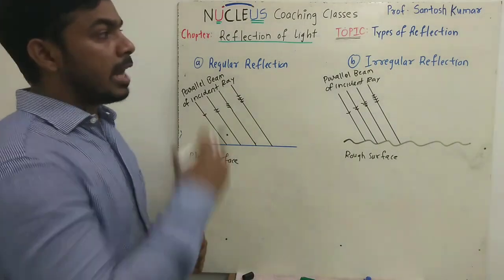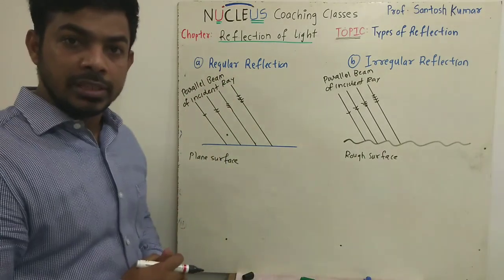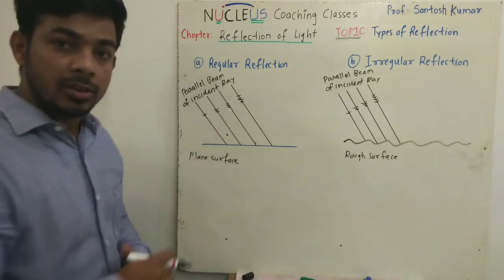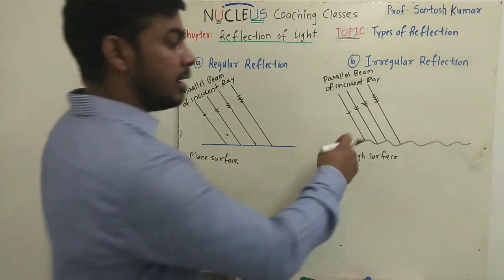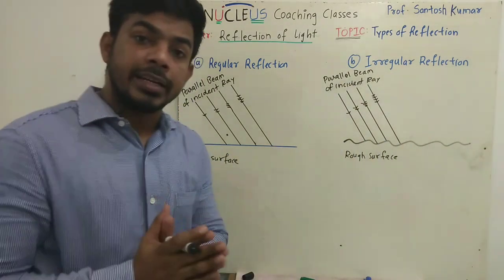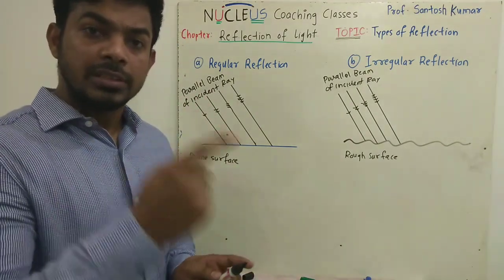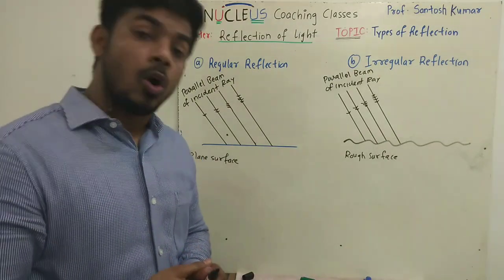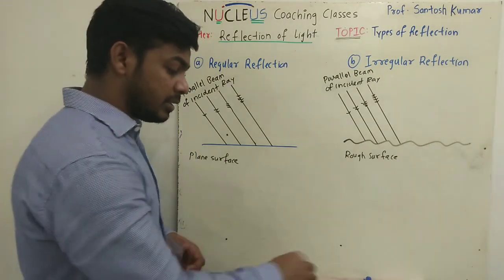Now let's talk about the types of reflection. We will consider a parallel beam of incident rays. In this case, the parallel beam of incident rays strikes a plane surface, whereas in another case we can see a parallel beam of incident rays striking a rough surface. But remember, whenever reflection of light takes place, each ray is going to obey the laws of reflection, which state that the incident ray, the normal drawn at the point of incidence, and the reflected ray all lie in the same plane, and the angle of incidence is always equal to the angle of reflection.